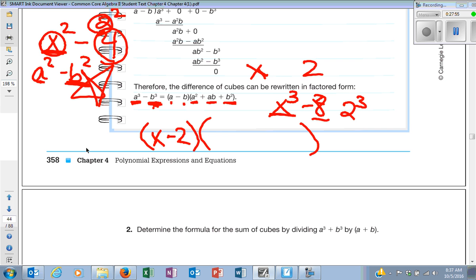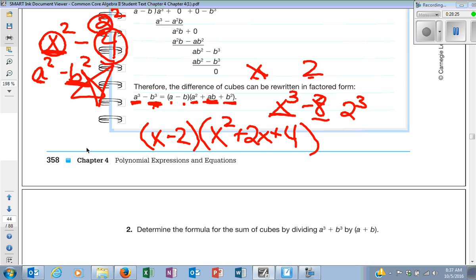I came up with an example. Now, what is A squared going to be? What is A? And then A times B would be, and then B squared is going to be, because 2 squared is 4. That's how you factor them. A times B.